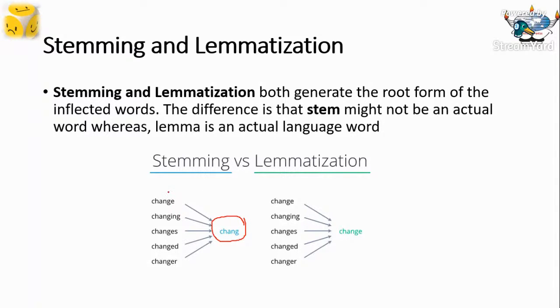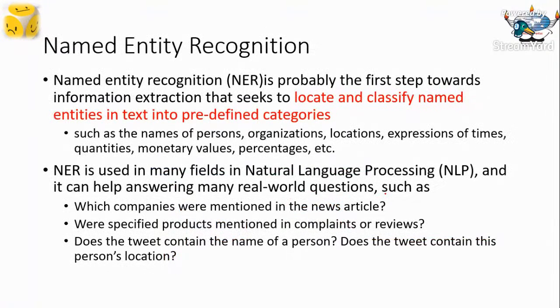But stemming just applies certain statistical or general procedures, and it will separate out the root form as chang. Technically, lemmatization will give you the correct root word: the root word for changing is change. So then we can move on to the next process.